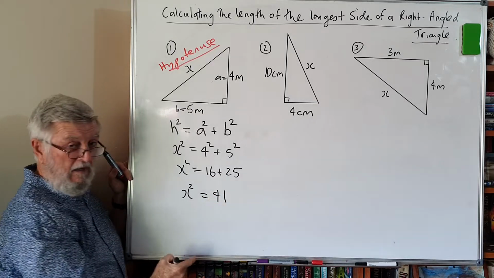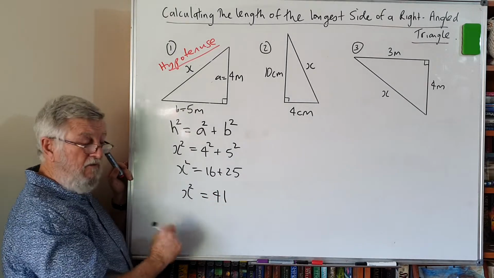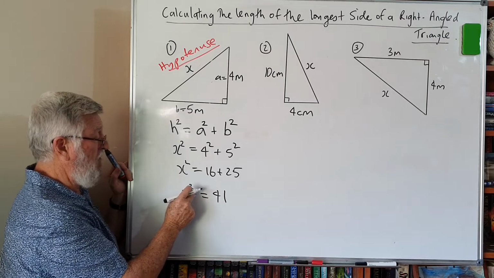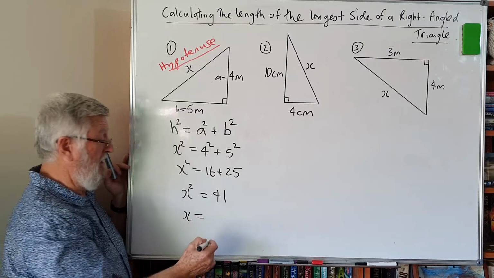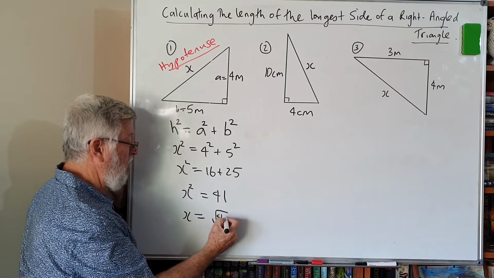And we've got this situation where we've got X squared equals, and I'm going to add that up to 41. So if I looked at that, when you're solving equations, how do we get rid of a squared? We take a square root. Not going to nag about it here, I can talk about that in other videos. So we get the square root of 41.